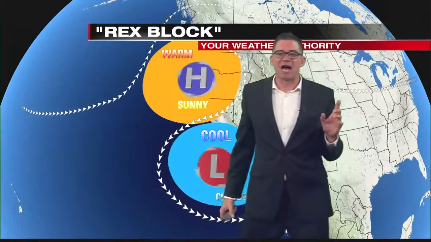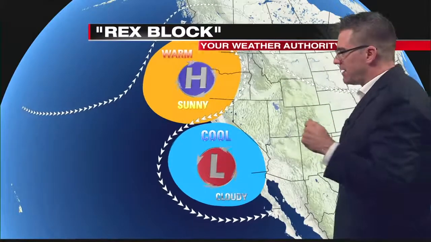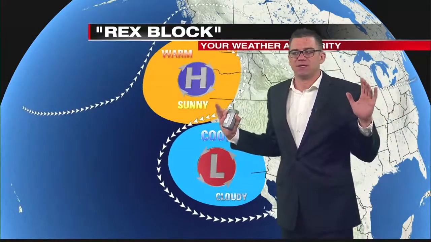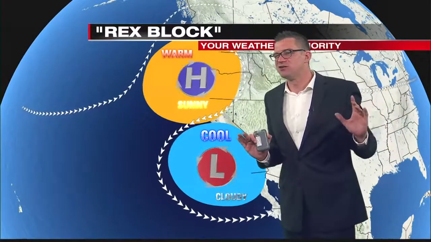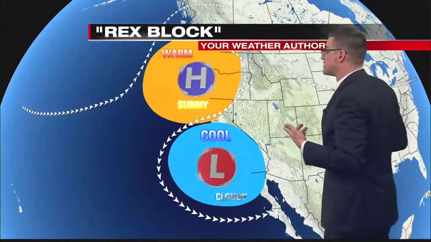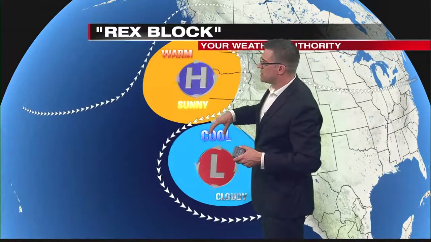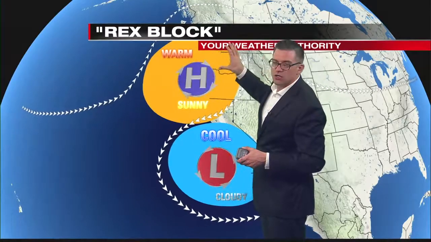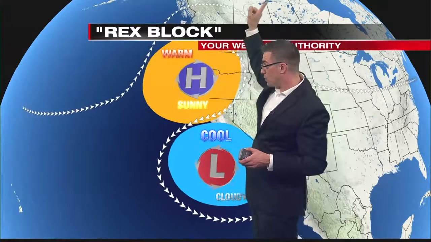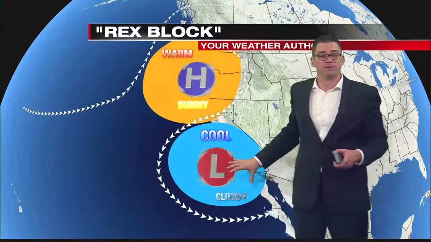Now, a Rex block is a little bit more intriguing, if you will. First of all, Rex blocks, they don't really occur here too much. I mean, they can, but they're more common out west. And basically what the Rex block is, when you have high pressure anchored directly poleward, with the North Pole being up there, right? So high pressure poleward of a low pressure.